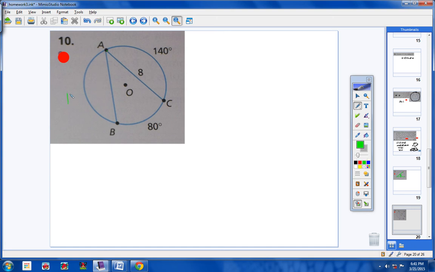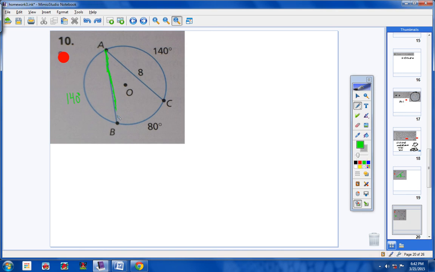How do I know that? Well, starting from point A and going all the way around the entire circle is 360 degrees. So from here to here is 140 plus 80. How much more do we need to make 360? We need 140 more.